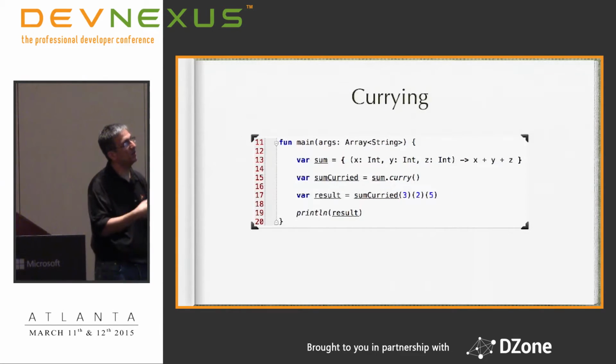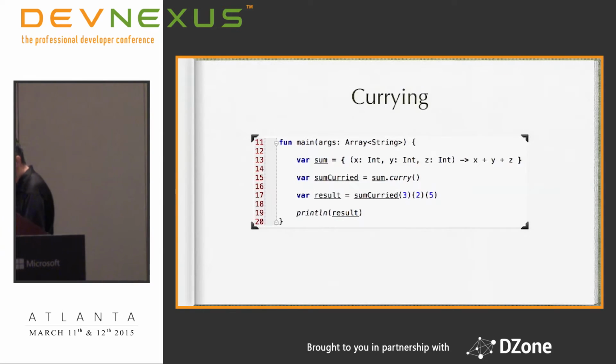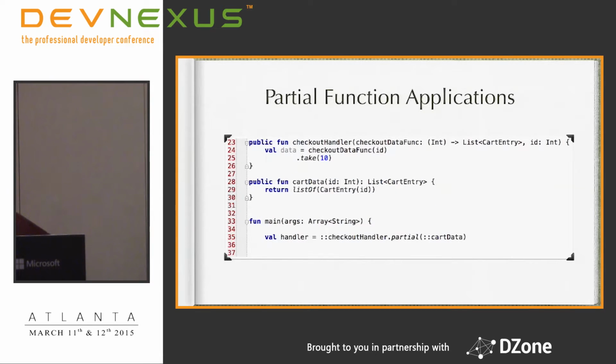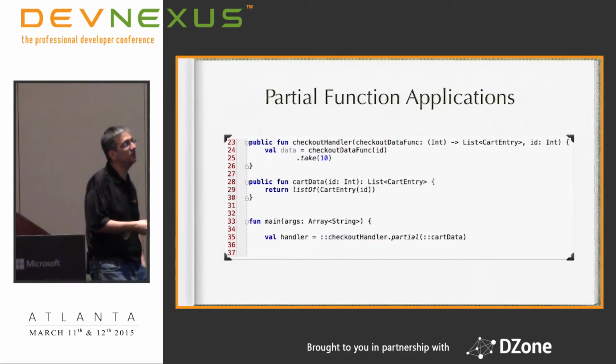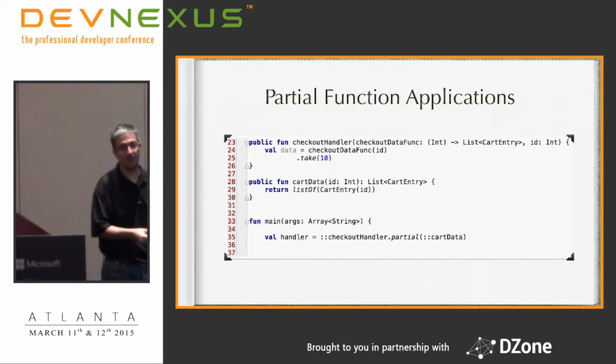Here's another example with more parameters. So here I have a function with 3 parameters, and I curry it, and then I can call those as individual parameters. And the reason why this is useful is because we have this thing that you can do in JavaScript. Actually, you can do this easily, which is called partial function application.